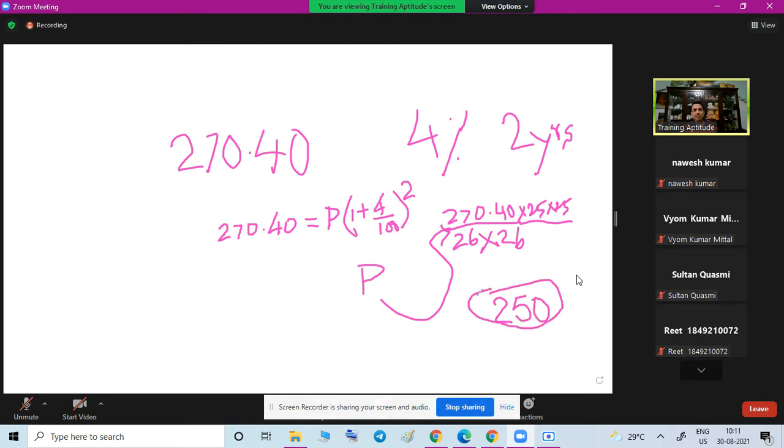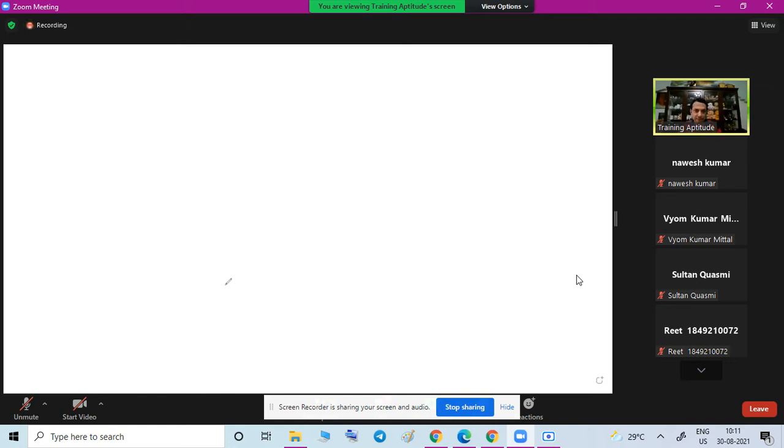I somehow don't like this method. So I'll teach you the other method. Look carefully: on 100 rupees at 4% in 2 years, what will be the simple interest? 8 rupees. What will the compound interest be? A little more, slightly more.